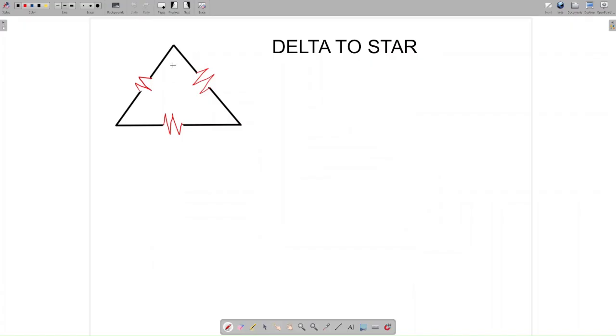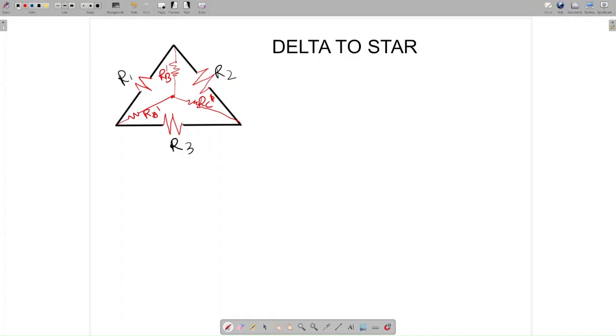Suppose we have an arrangement of resistors in the delta pattern. Resistances will be R1, R2 and R3. So we are converting into the star pattern. Suppose the resistances of the star pattern are RA dash, RB dash and RC dash.